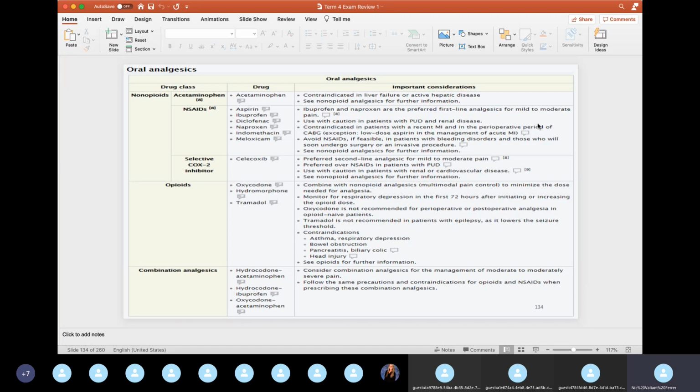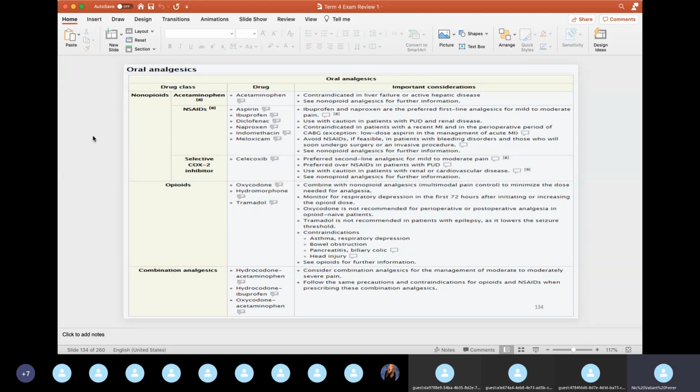Okay, the drugs. Your oral analgesics. So we have non-opioid and opioid. Acetaminophen, NSAID, and selective COX-2 inhibitor. So acetaminophen, right, it is contraindicated in liver failure. So if in the vignette it says the patient has liver failure, and then the patient has a mild pain, don't ever pick acetaminophen. Why? Because it is contraindicated in liver failure. You cannot metabolize acetaminophen. Remember, it is broken down in the liver, right?